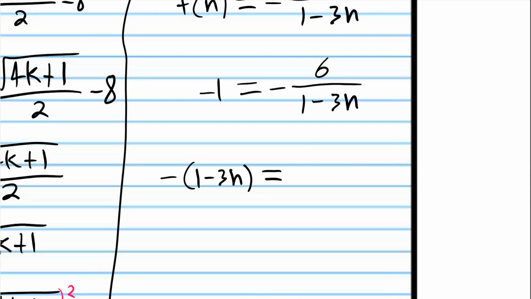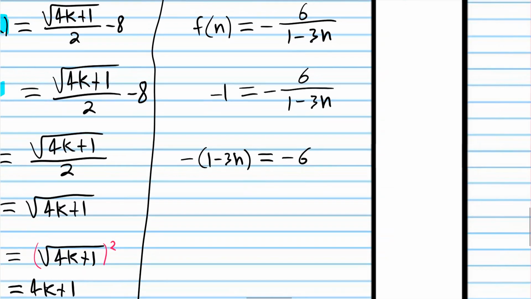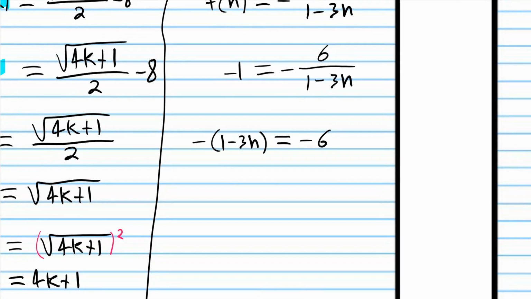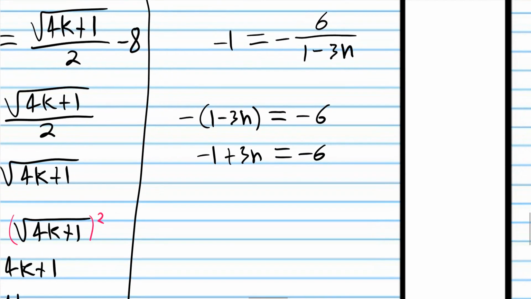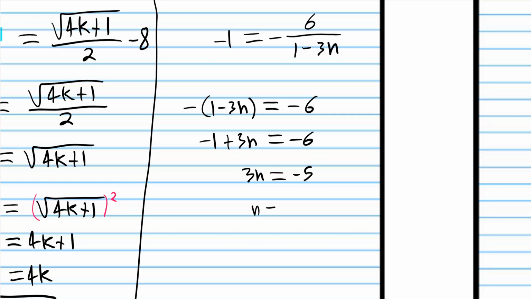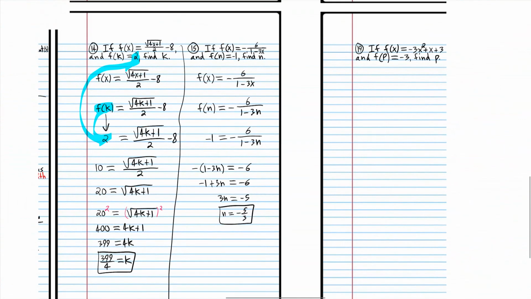So I'm going to multiply both sides by 1 minus 3n. And then I'm going to distribute the negative. Then I'm going to add 1 to both sides. Then I'm going to divide both sides by 3. So we get negative 5 over 3. So if you got that right, excellent.